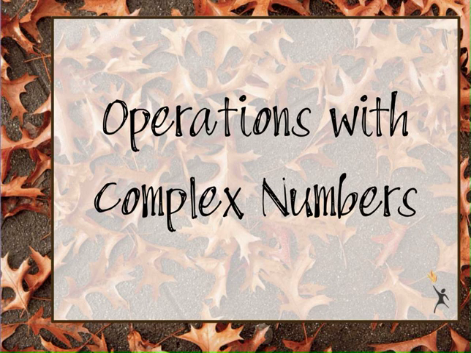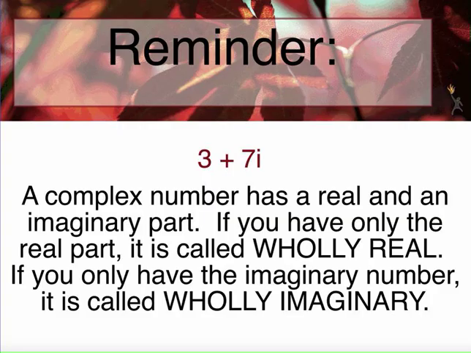Today we're talking about operations with complex numbers. Just a quick review: a complex number, however you want to say it, has a real portion and an imaginary part, like the number 3 plus 7i. 3 is a real number, positive 7i is an imaginary number, and when I add them together, it's called a complex number. Again, however you want to say it.